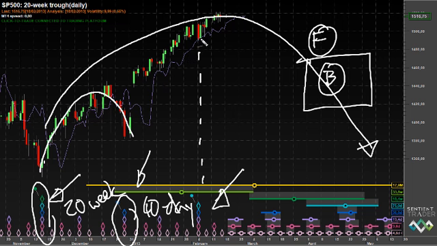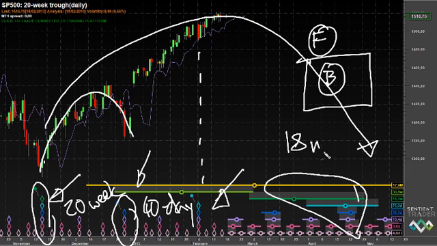And so what are we expecting now? Well, of course, we're expecting the market to peak as it forms the peak of the 20-week cycle, turn down and head down to this big nest of lows, which will be the 18-month cycle trough that, of course, we've been expecting for a long time.